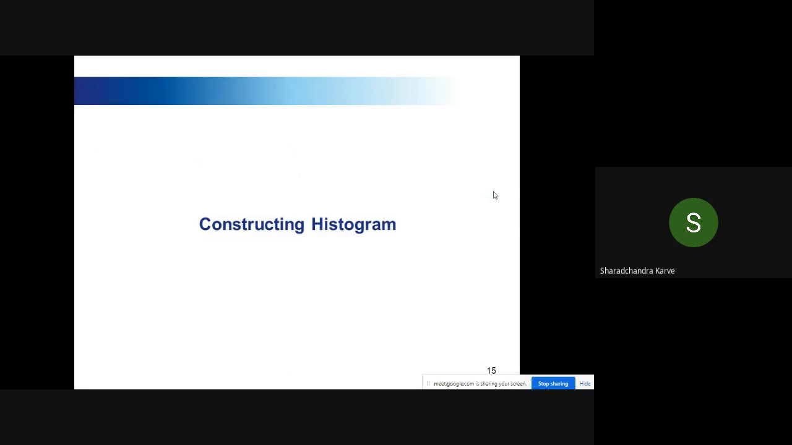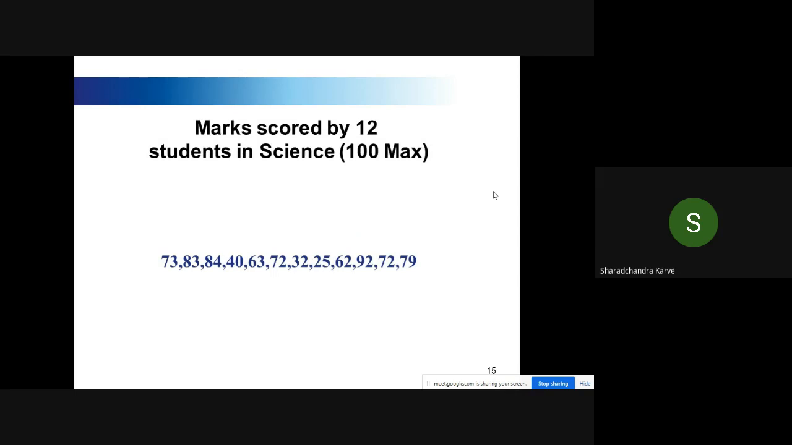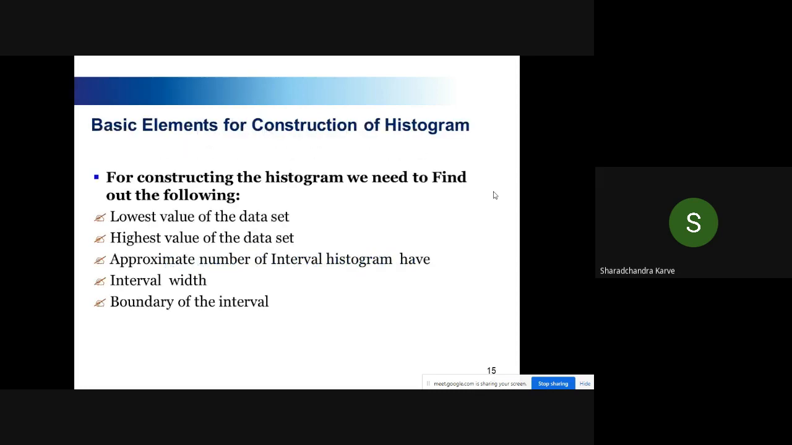So how do I draw a histogram? Let us look at how to draw a histogram. It is very simple. You have scores of 12 students in a science test. Maximum marks are 100. So if you have the scores, the next step is to find out the minimum and maximum. Next slide. So the lowest value and highest value.